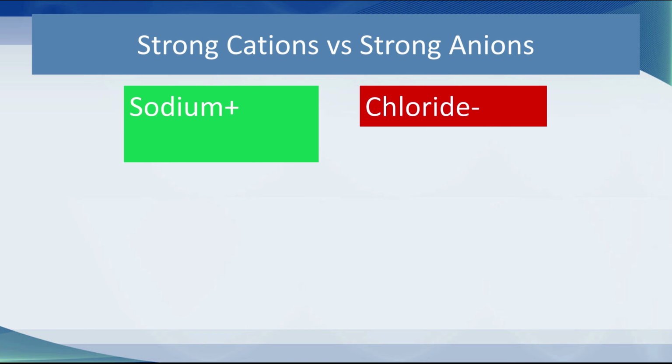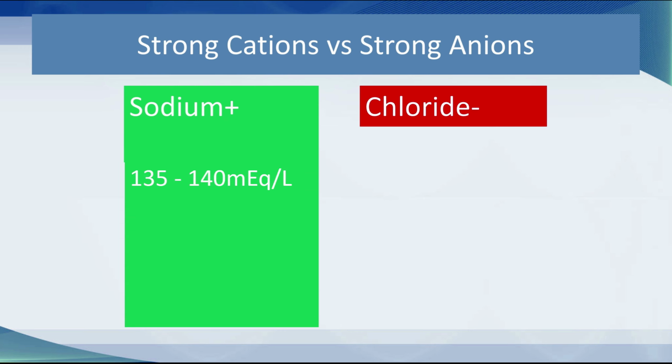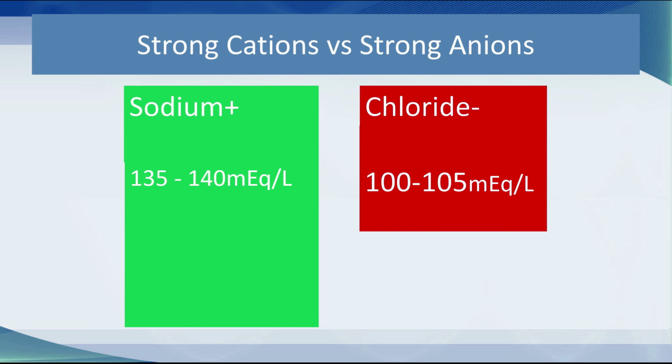The principal component of the strong ion difference is the sodium and chloride charge. It is important to understand that although the absolute concentration of sodium and chloride are not fixed, they vary from patient to patient.